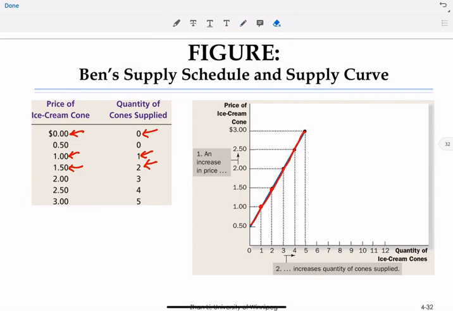Clearly, you can see that we're only talking about a simple case here. That is, we're only thinking about this straight line, right? This supply curve is a very simple straight line. In reality, the supply curve could be curved, right? However, we just want to deal with the simplest case.